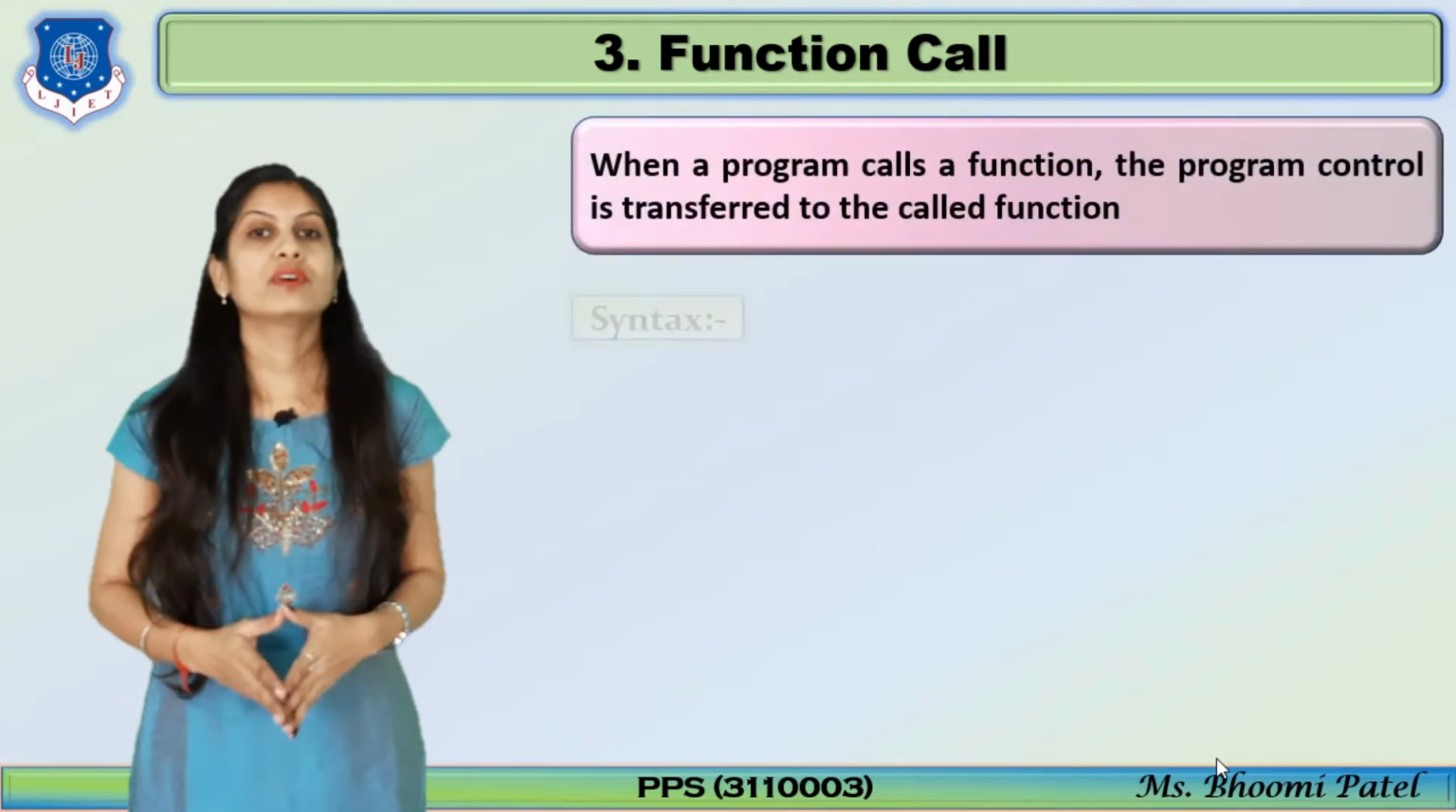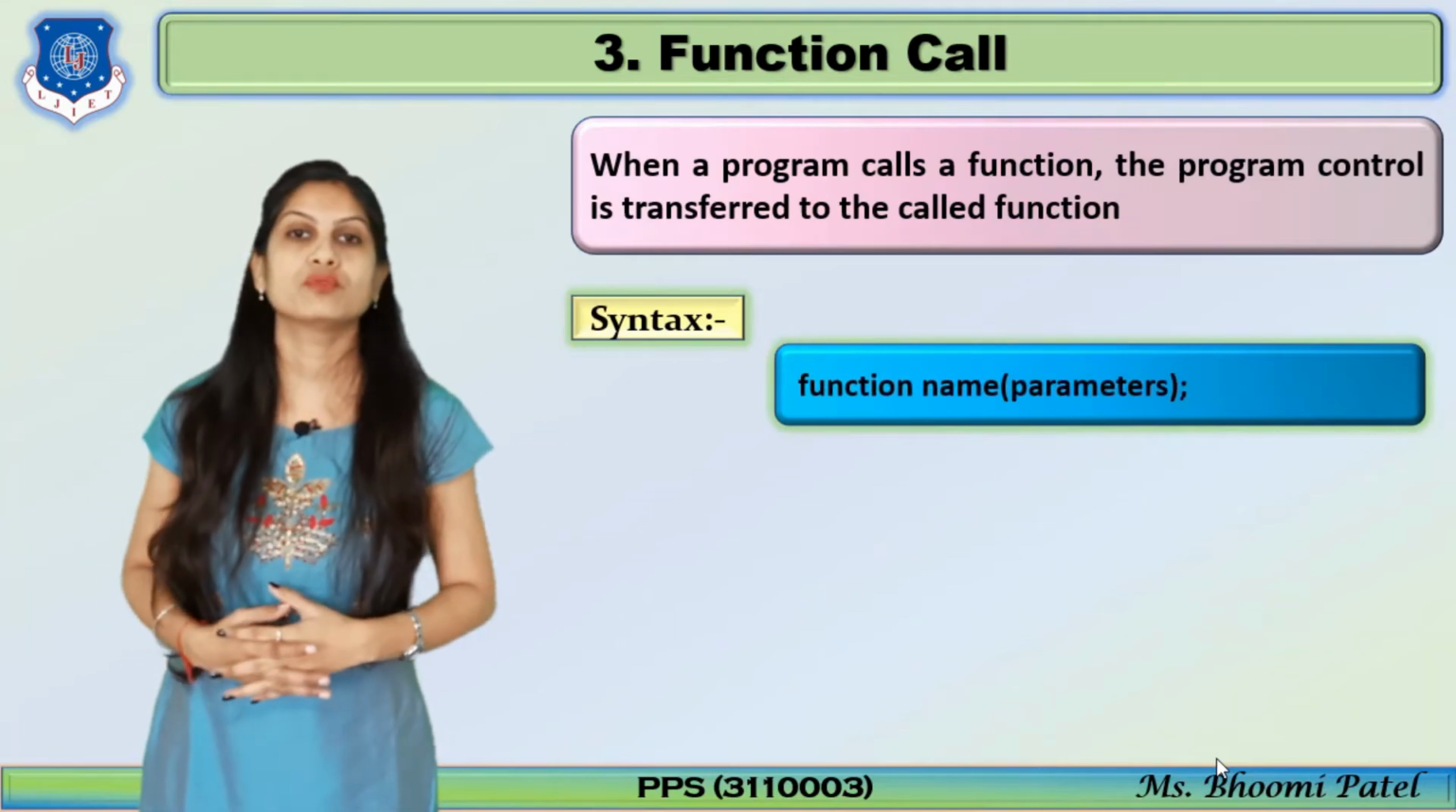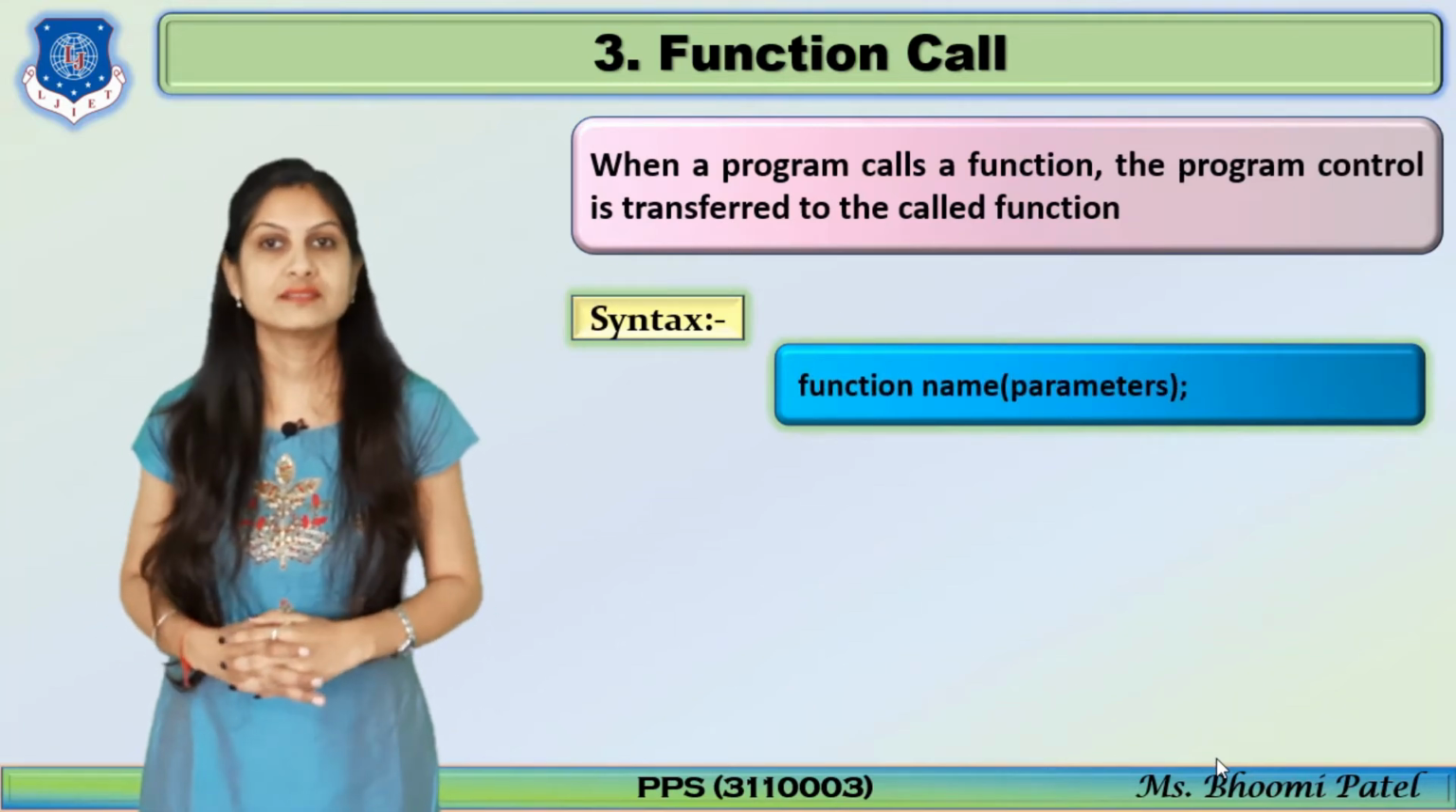So the syntax for a function call is simple. We have to write the function name, and inside brackets we pass the parameters, and then a semicolon.